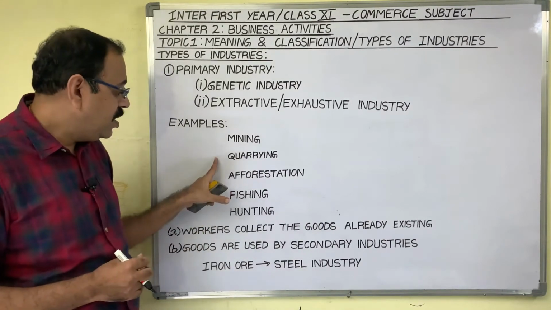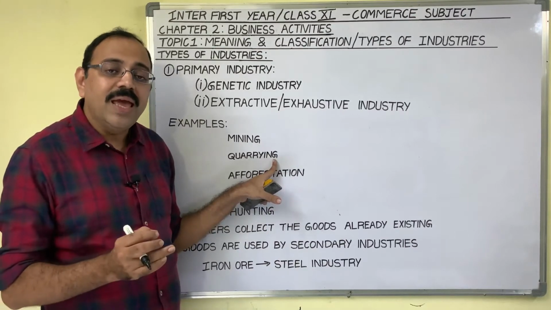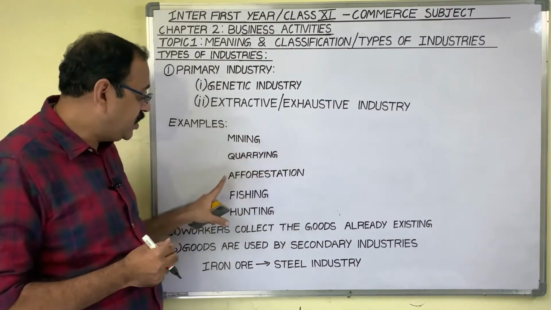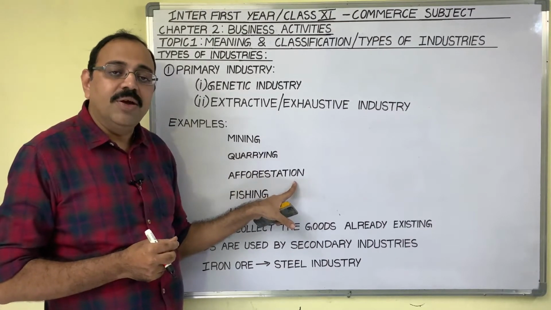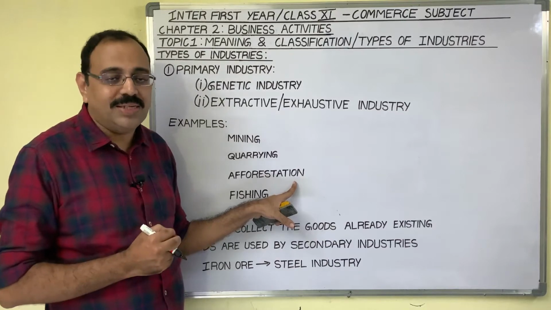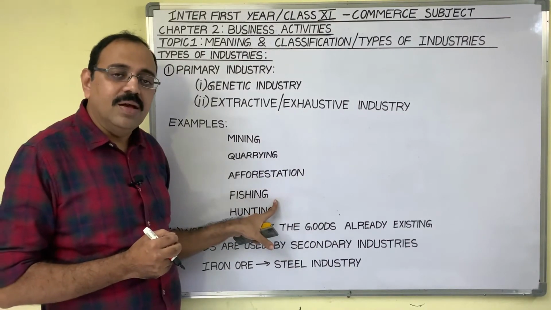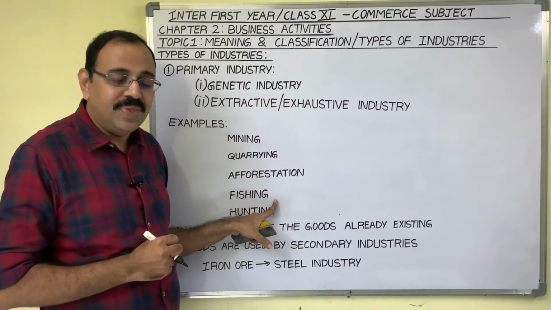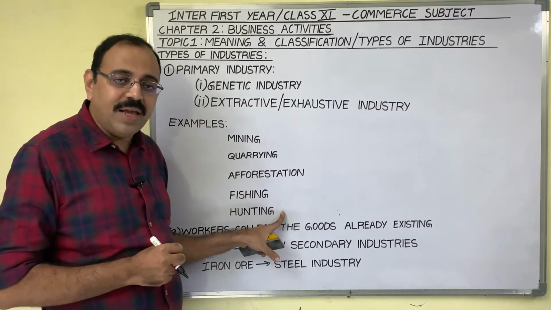Then second one, quarrying, means extraction of sand and stones from the earth. The next one, afforestation, means extraction of timber and rubber from forest. Then fishing, collecting fish from ponds, rivers, sea. Then you know about hunting.